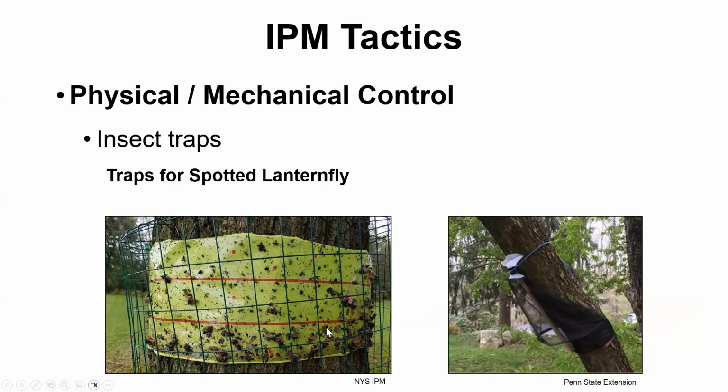So do not put a sticky trap around your tree unless you also have a cage to put around it, or you'll be killing larger animals, and that's not a good thing. So you can see there's lots and lots of spotted lanternfly on this. And then there's also what's called a circle trap.